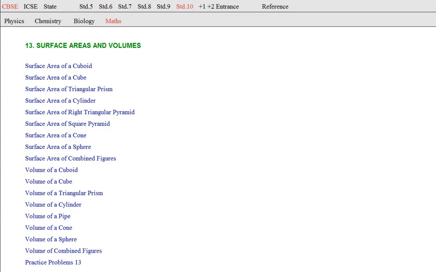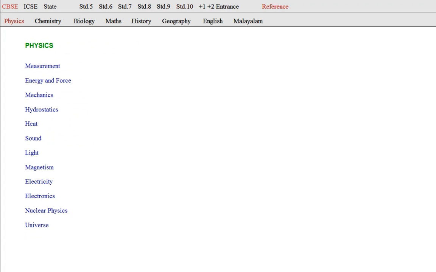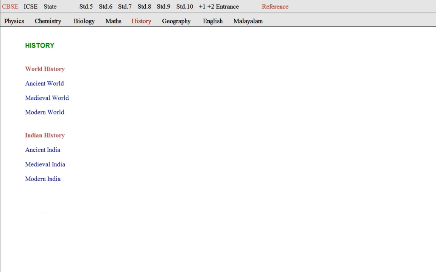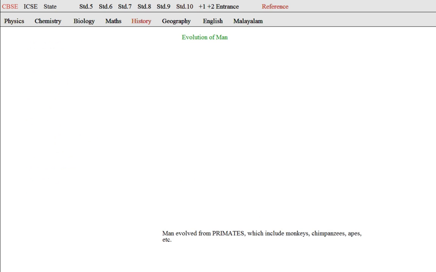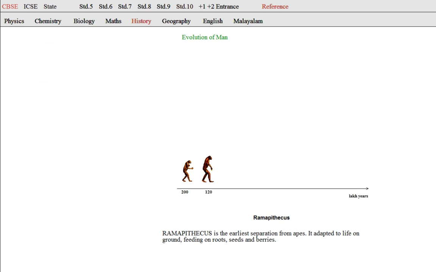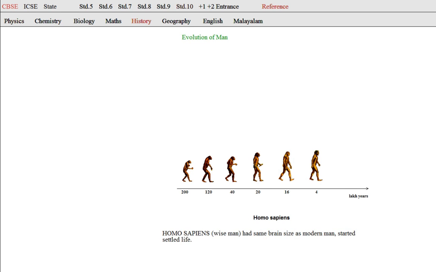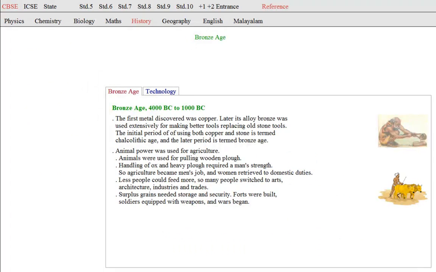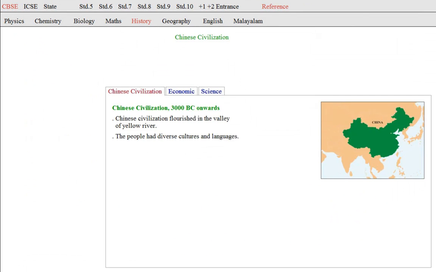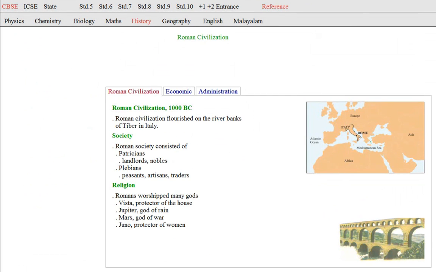Now let's go to the reference area. Let's take history. I'll just show you the topics over here. 2 crore years ago, 1.40 lakh, 20 lakh, 16, 4 lakh, about 50. Idea is to just show you some areas quickly.